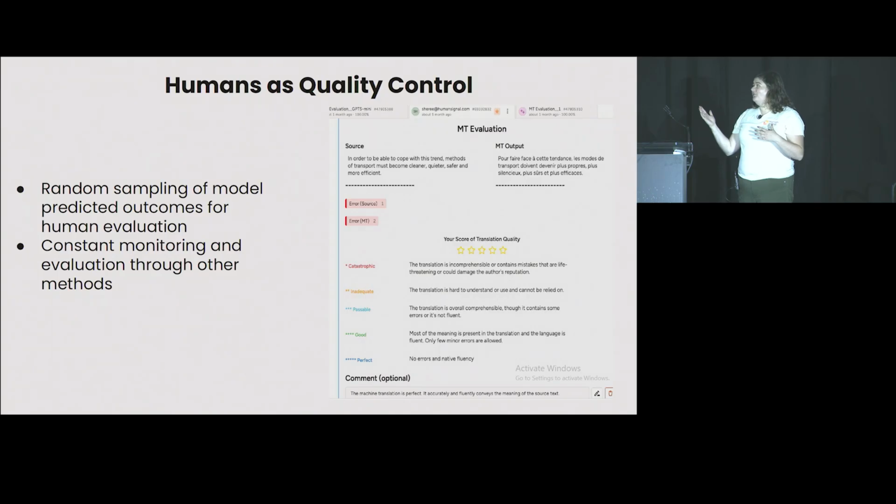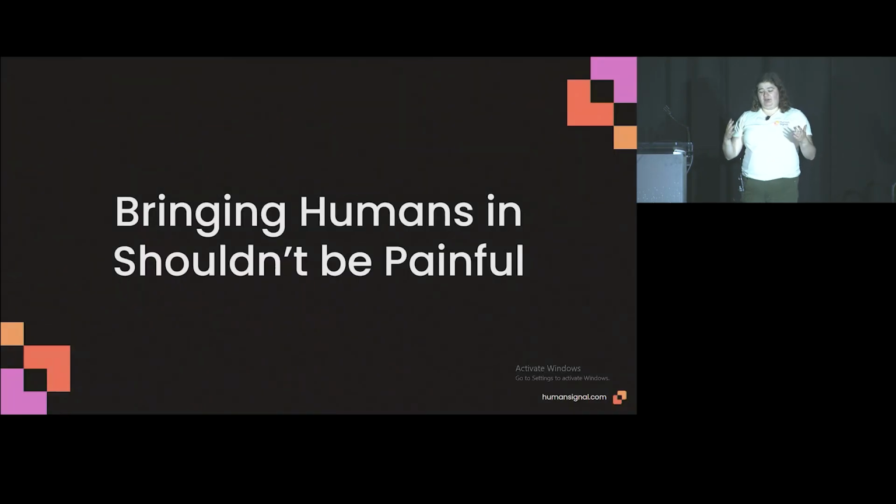And finally, humans can act as quality control. This is a screenshot from our product, which I'll talk about in a little bit. Here we're evaluating a machine translation experiment, and we're able to look at random samples of model predicted outcomes so that you can constantly monitor and evaluate.